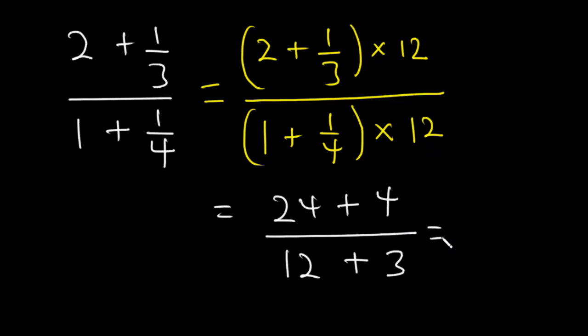Now 24 plus 4 is 28. And then 12 plus 3 is 15. So the final answer is 28 over 15. Let's try another example. What is 5 plus 1 over 3 divided by 7 plus 1 over 2?